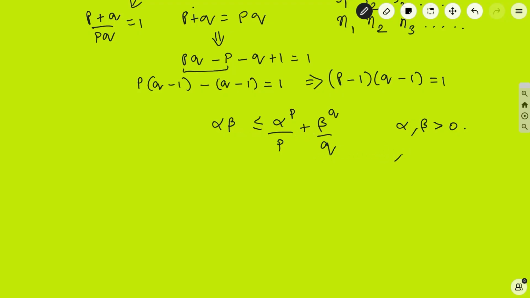For example, if I take alpha as 0, then the left-hand side is 0, which is bounded above by this term, which is 0, plus beta to the power q by q, which is positive. So this is true.